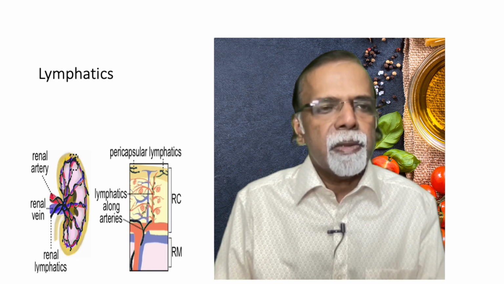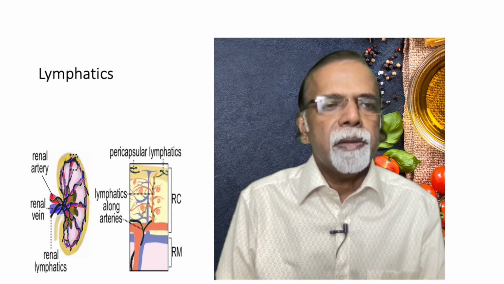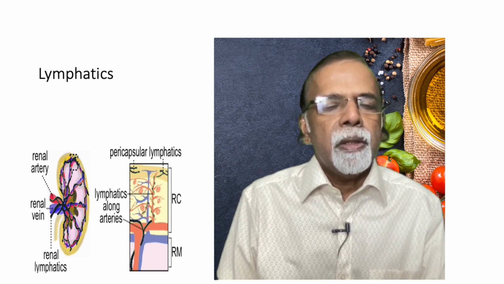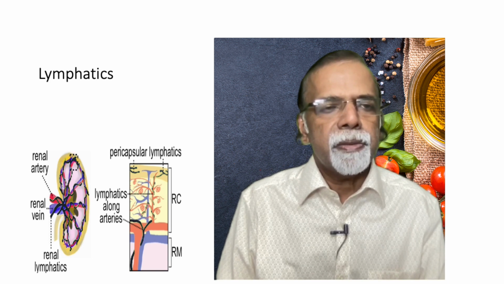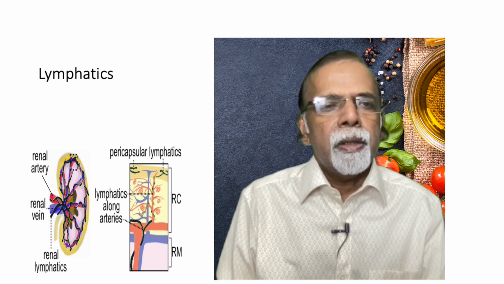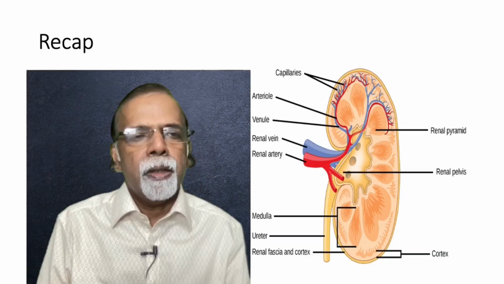About the lymphatic supply, the lymphatics are absent in the medulla and the lymphatics contain a lot of erythropoietin and they are drained via the thoracic duct.